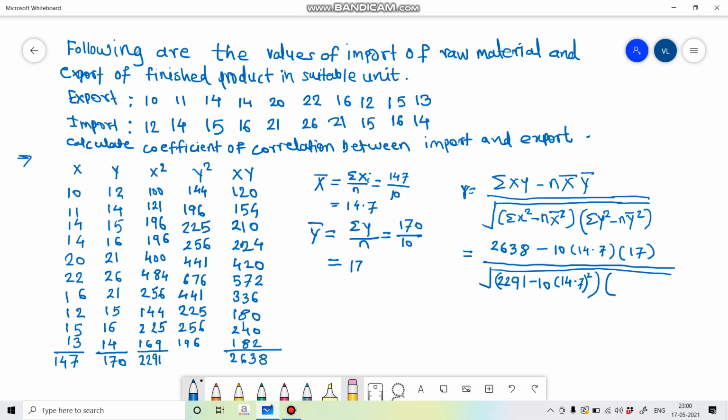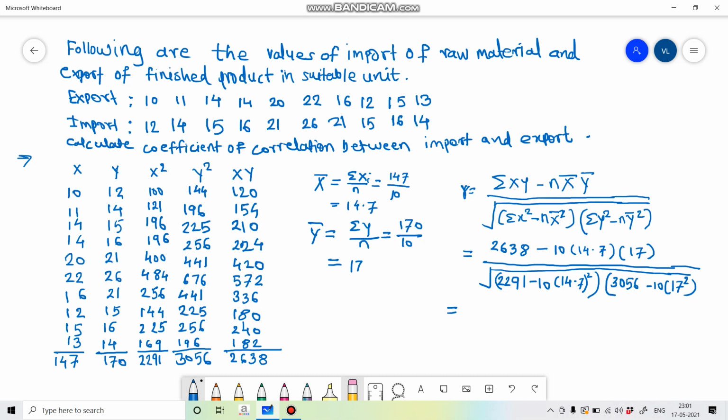In the next bracket, summation y square. The addition of summation y square is 3056. Okay, 3056 minus 10 into y bar square, which is 17 square.